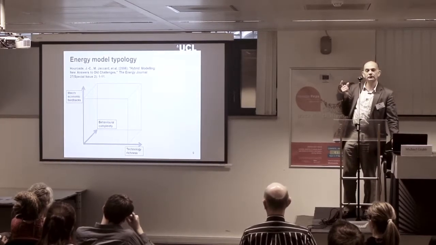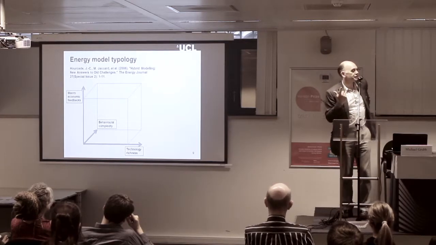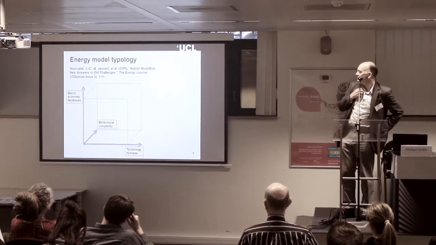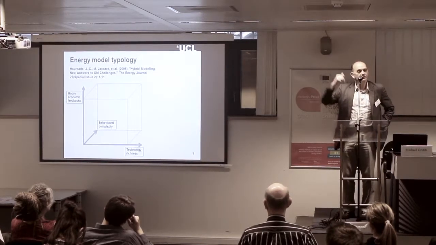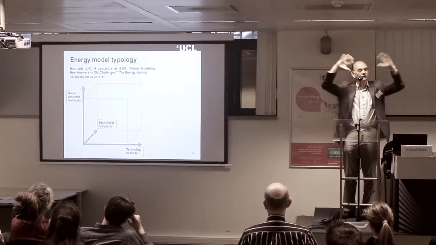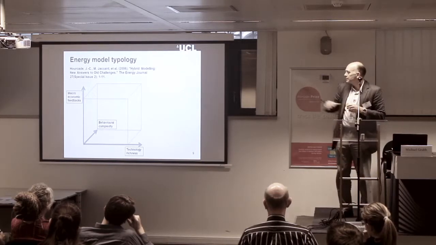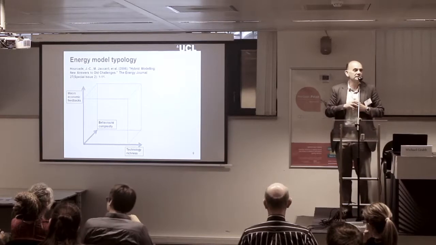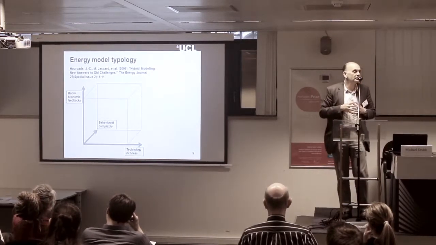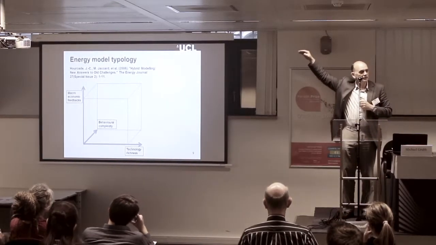I found this chart quite useful. If I was going to be forced to land on one way of classifying models, I would find this a pretty leading candidate. Vertically, you've got the degree of macroeconomic representation, which you might say is the scope of the model outside of a purely energy sector. You have, from left to right on the x-axis, the technology richness, and then the third dimension there is the behavioural complexity.